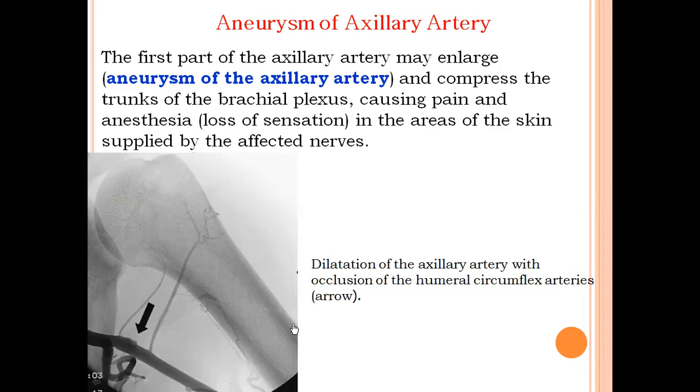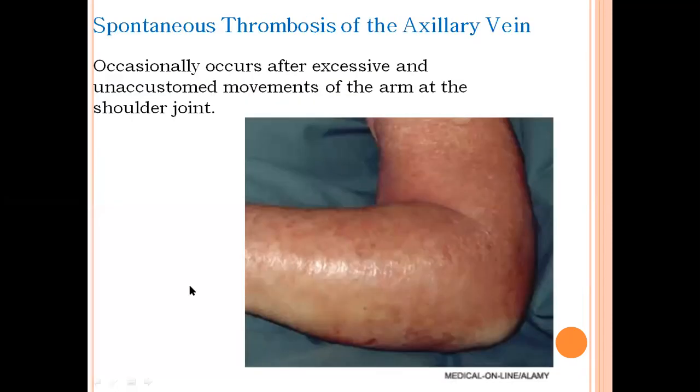So you are finding here a slightly enlarged axillary artery. Then there is spontaneous thrombosis of the axillary vein. What is thrombosis? If blood is clotting inside a blood vessel, you call it thrombosis. If blood clots inside the axillary vein, it occasionally occurs after excessive and unaccustomed movements of the arm at the shoulder joint.